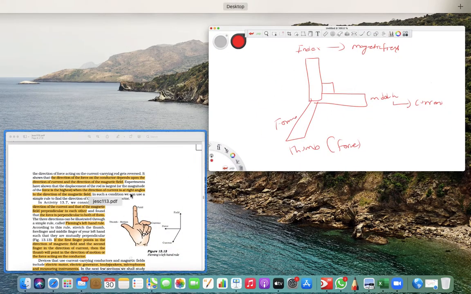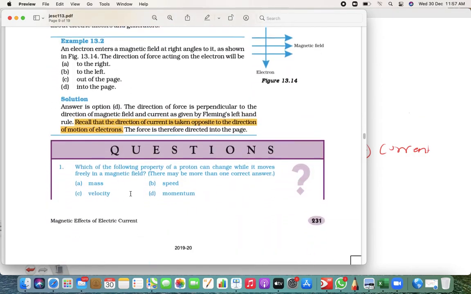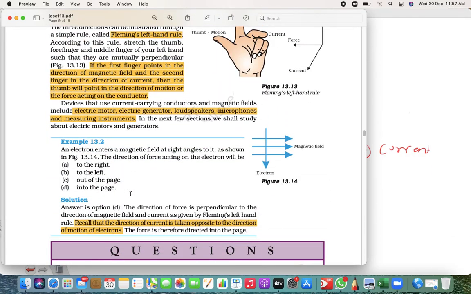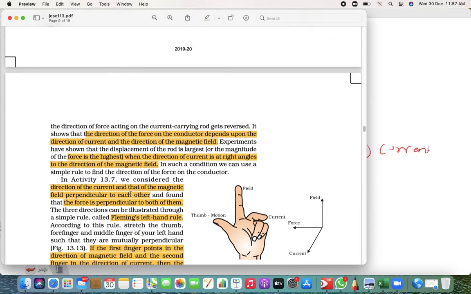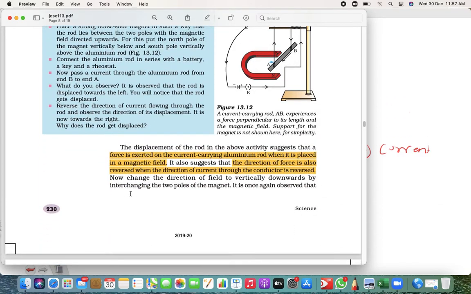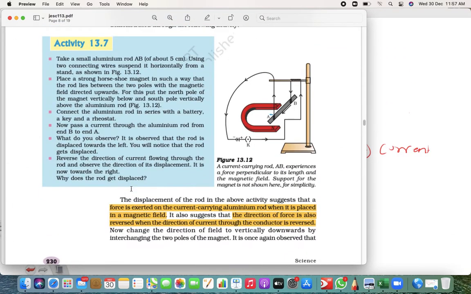Fine. So read this one, it's really important, Fleming's left hand rule, and try to answer the question in Example 13.2. That's it for today.